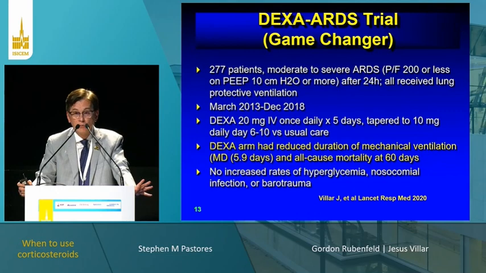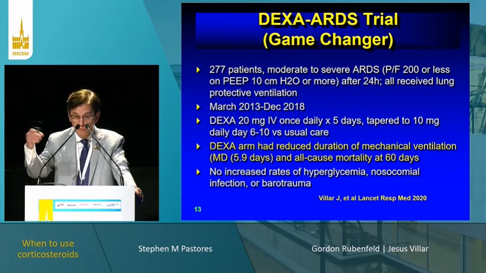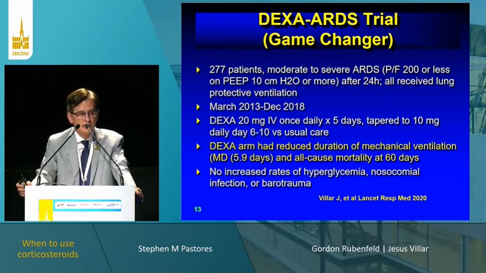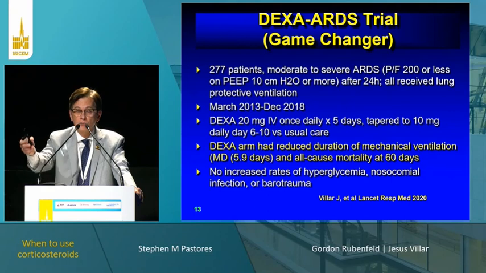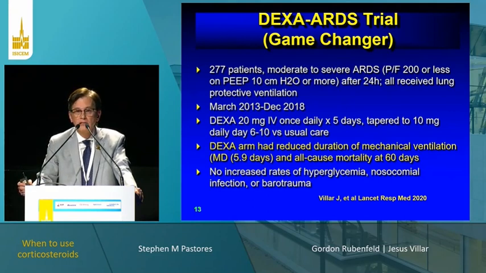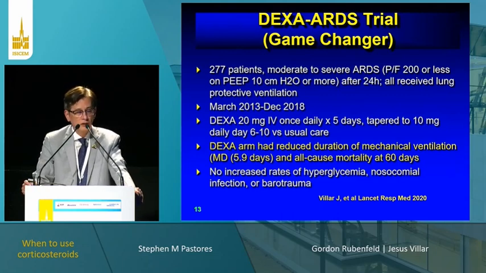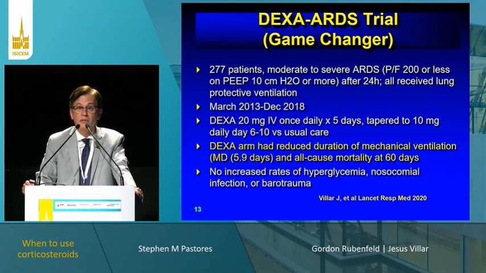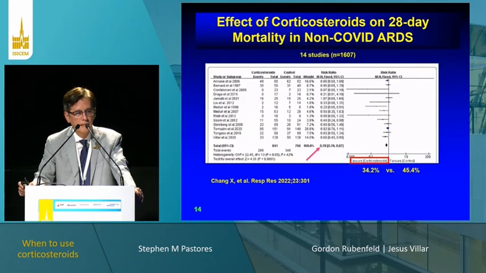They found, similar to the previous studies, that the duration of mechanical ventilation, mean of about 6 days, fell significantly in the DEXA arm, as did all-cause mortality at 60 days. Similarly, they did not find any increased rates of hyperglycemia, nosocomial infection, or barotrauma. Again, the results, as you know, were published in Lancet Respiratory Medicine.